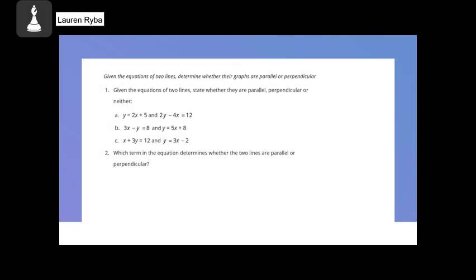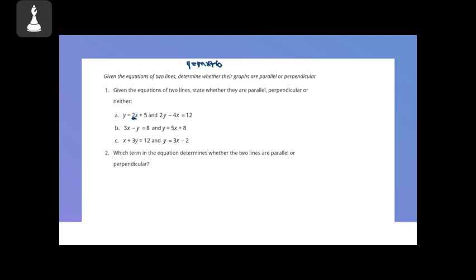We are given 2 lines or 2 equations. We need to determine if they're parallel, perpendicular, or neither. So in order to do that, we have to make sure they're both in y equals mx plus b form so we can look at their slopes. So this first one, y equals 2x plus 5, my slope is 2. So this guy I need to solve because it's not in the right form.